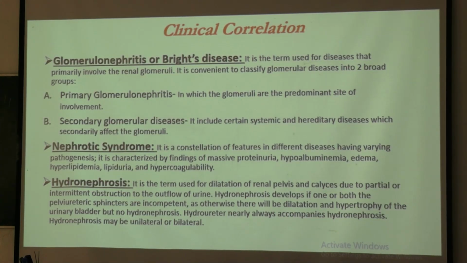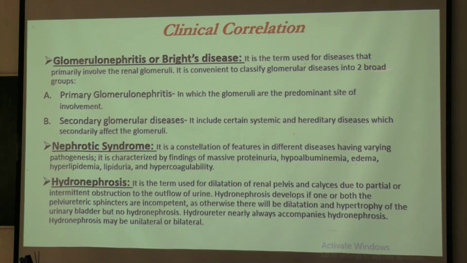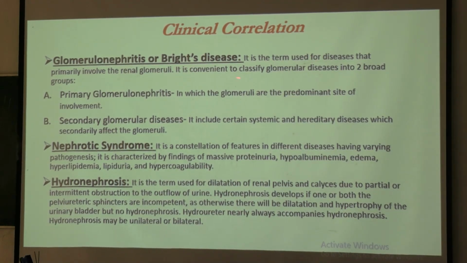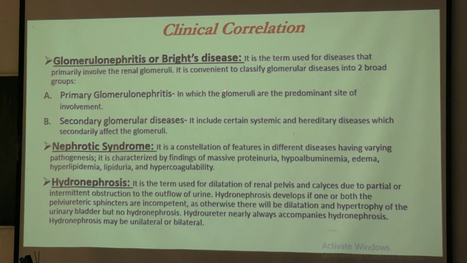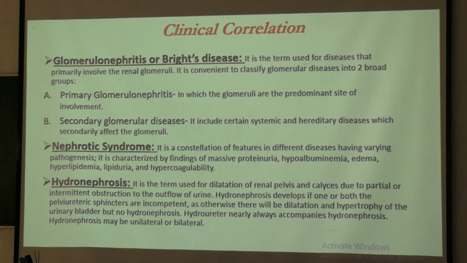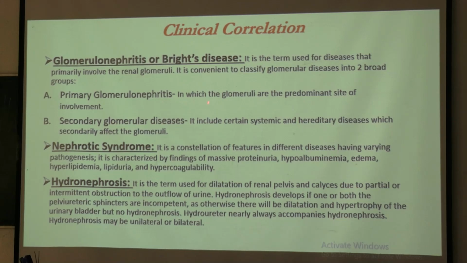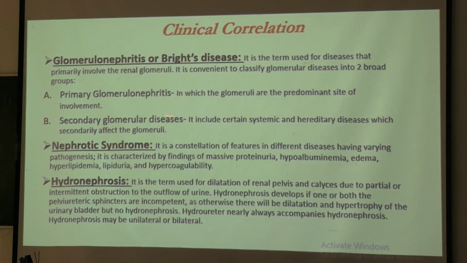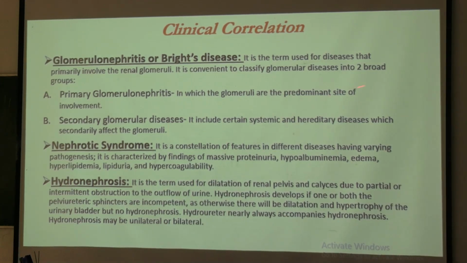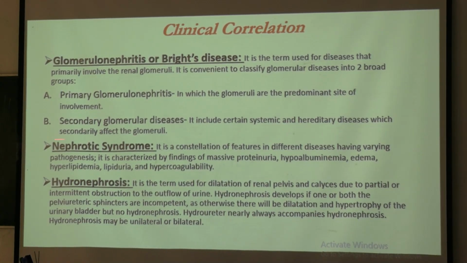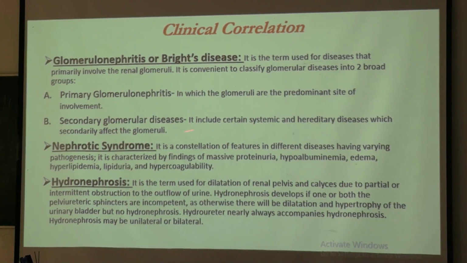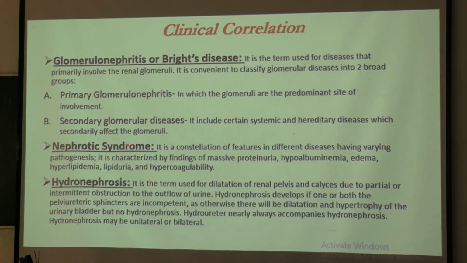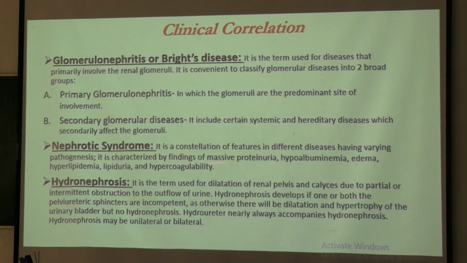So clinical aspects, glomerulonephritis or Bright's disease. It is the term used for diseases that primarily involve the renal glomeruli. It is convenient to classify glomerular disease in two broad groups: primary glomerulonephritis, secondary glomerular disease. Primary glomerulonephritis, in which the glomeruli are the prominent site of involvement, and secondary glomerular disease, it includes certain systemic and hereditary diseases which secondarily affect the glomeruli.